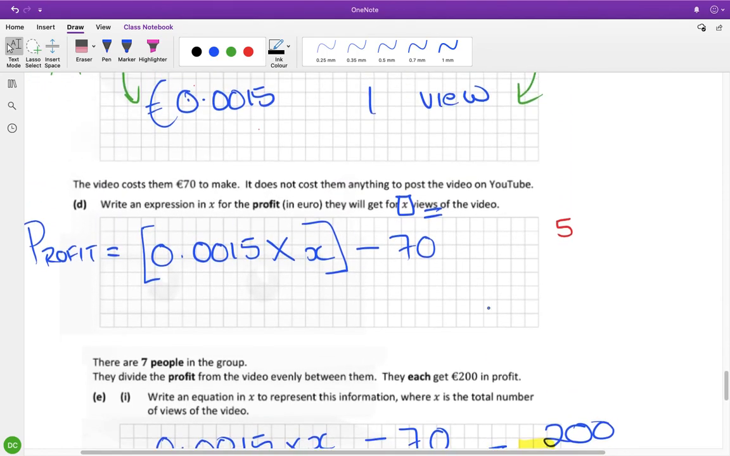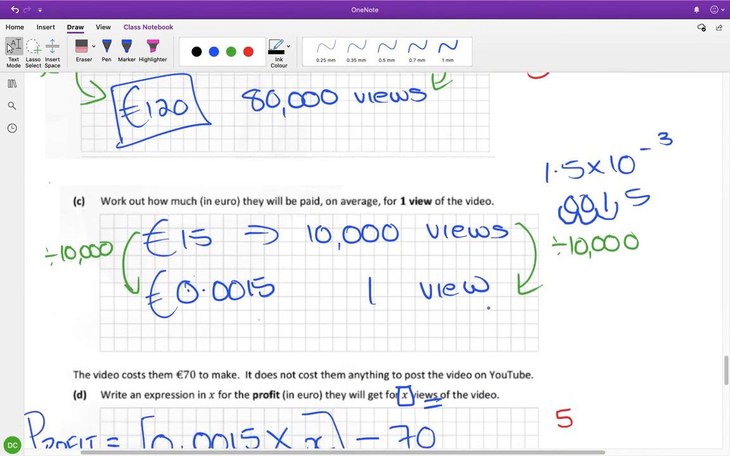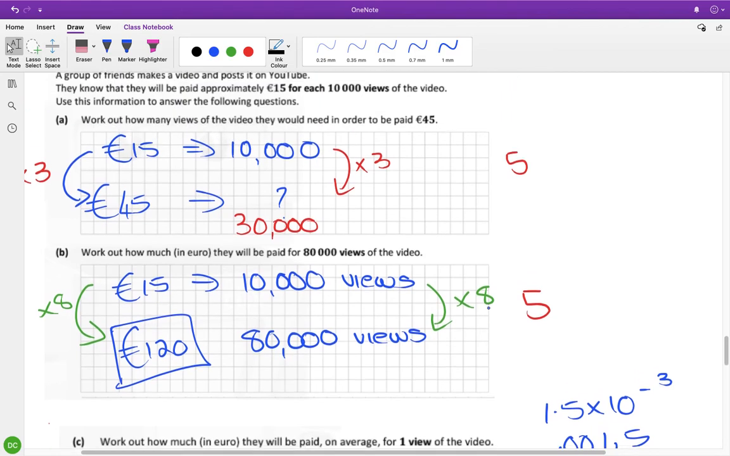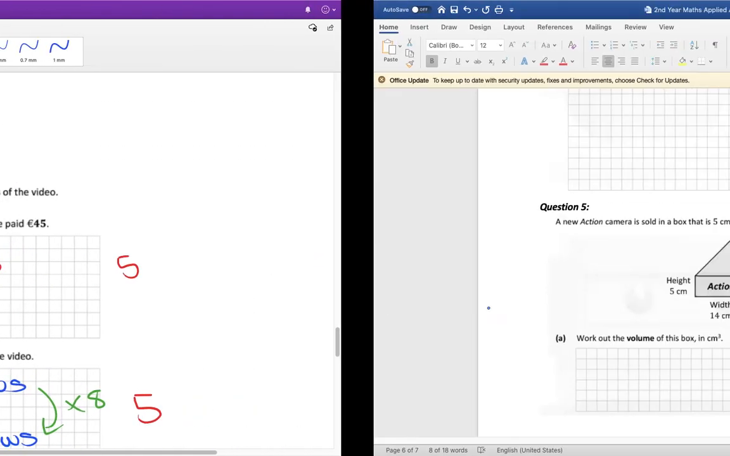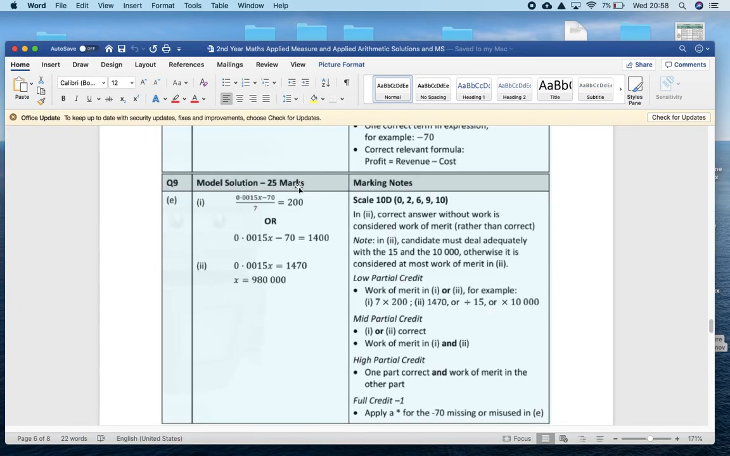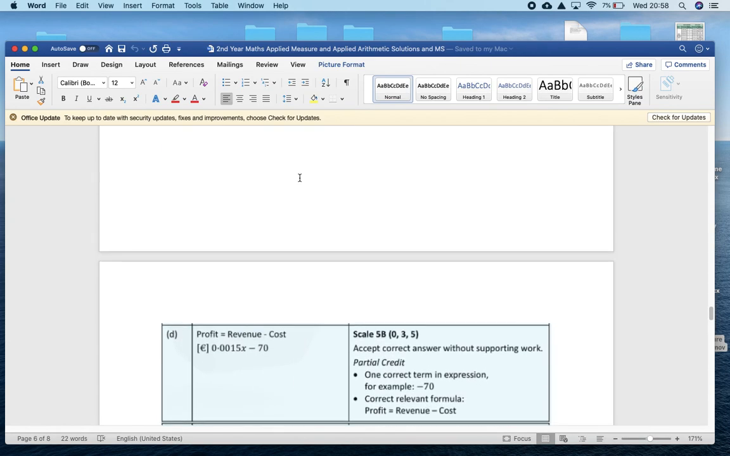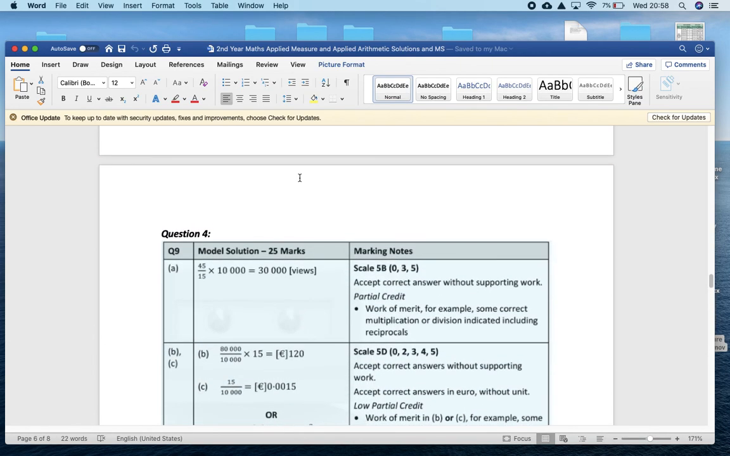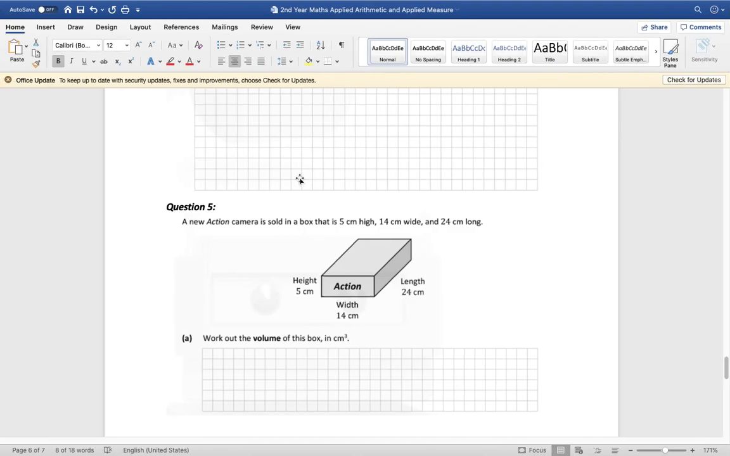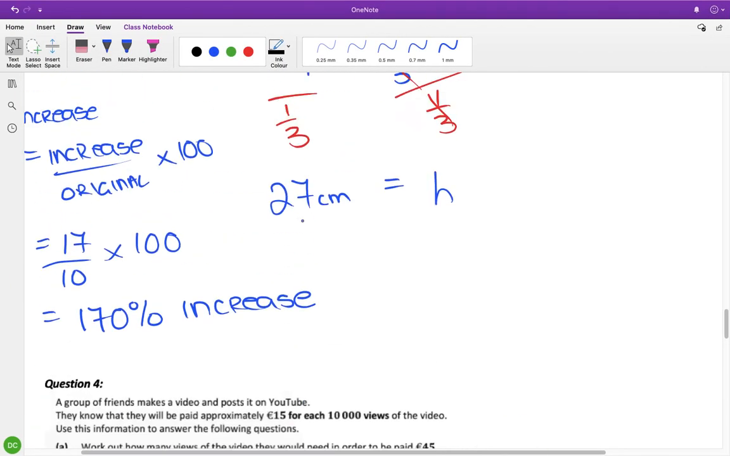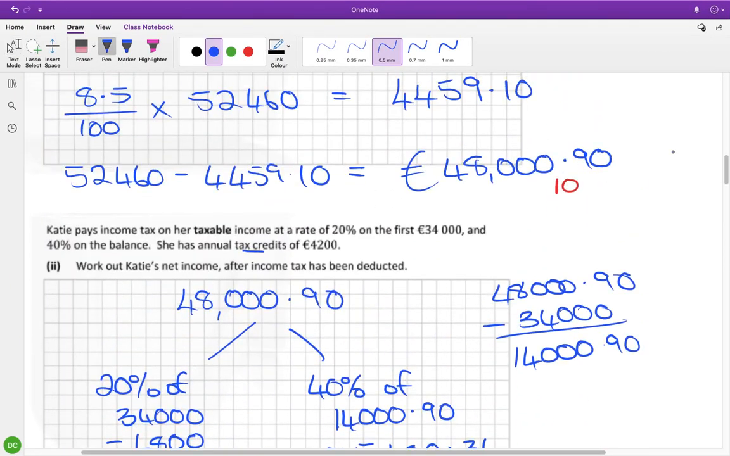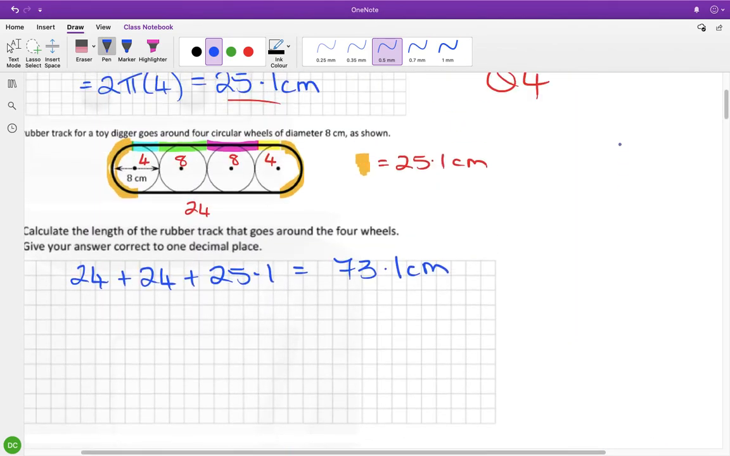So 10, 15, 20, 25. Yep. And 25 marks. Sorry, I'm going back up to the top here to write in my 25 marks.